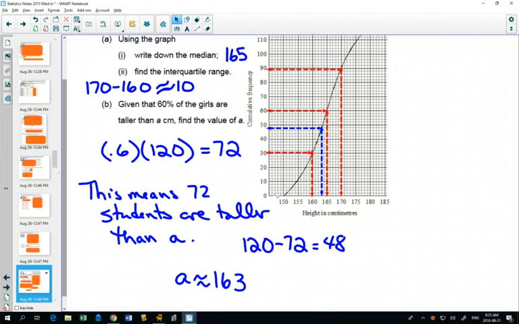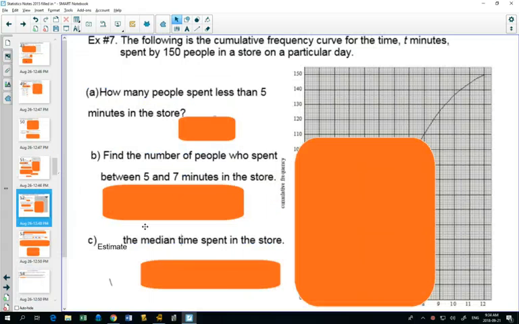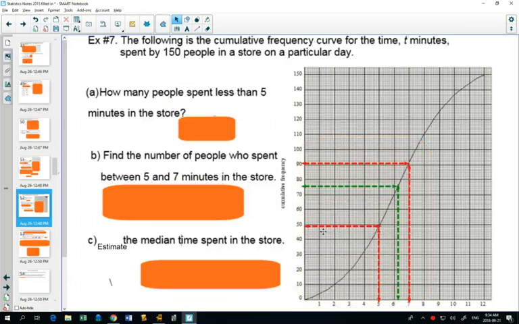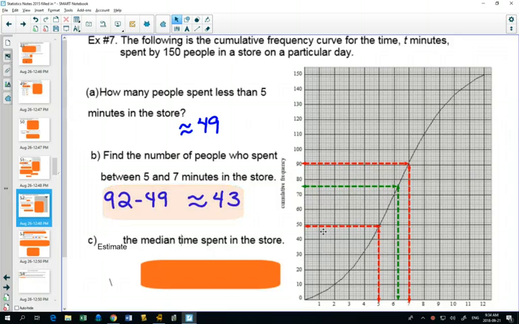And then we got one more to try. So if you're working on it later and you wanted to check your answers afterwards, it will be up here. Less than 5 minutes, so you go up from 5 and over. Between 5 and 7, so you go up from 7 and over.